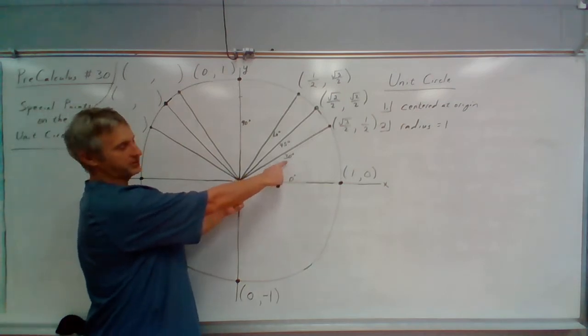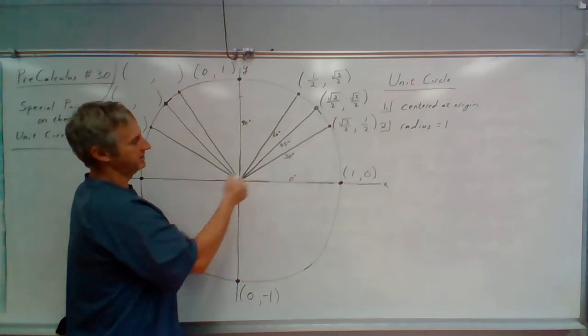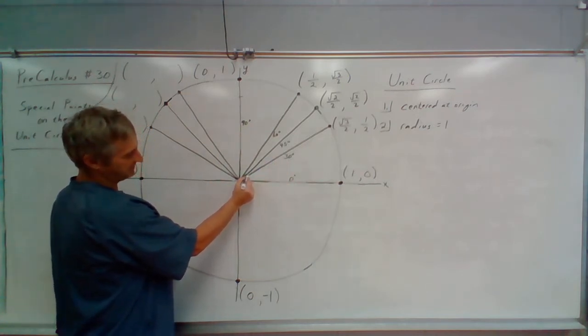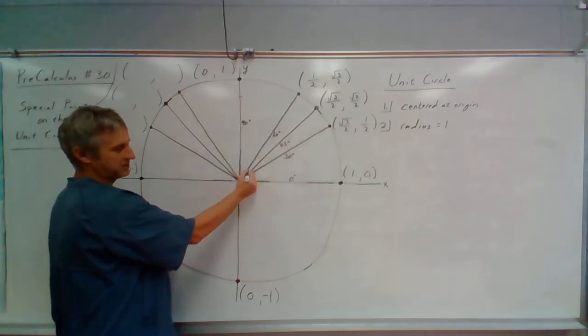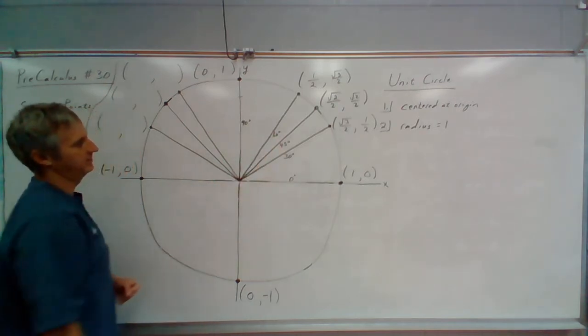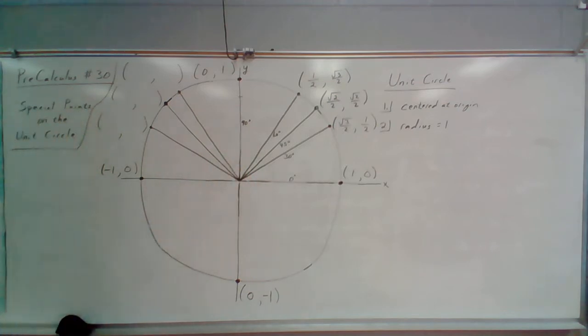All right, so these 3 special points in the first quadrant here. Remember, I'm writing the 30 degrees, the 45 degrees, and the 60 degrees up here, but remember what those mean. This 30 degrees applies to this angle. This 45 degrees is this angle. This 60 degrees is this angle. Okay. 90 degrees would be this whole angle from here to here.